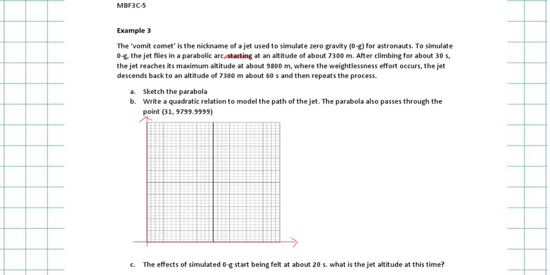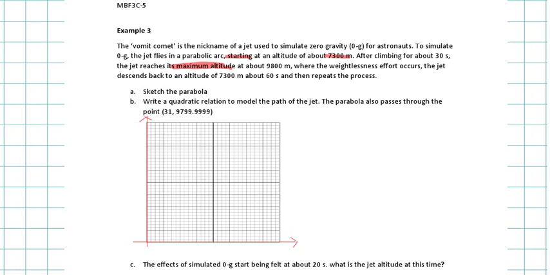Starting altitude of 7,300, so I know that's my starting point. I know that's my y-intercept because that's at 0 seconds. That's where it started. After climbing for 30 seconds, it reaches a maximum altitude. Maximum means the highest point, which gives me the vertex. And then where the weightlessness occurs, the jet descends back to an altitude of 7,300 meters, about 60 seconds, and then repeats the process.